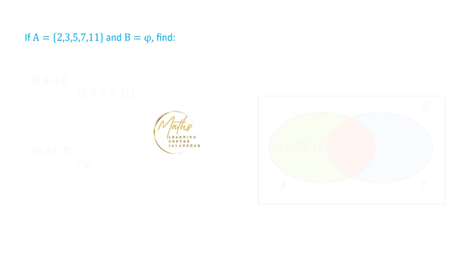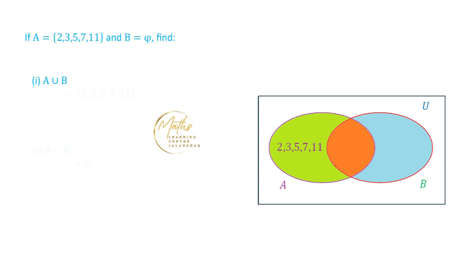Next, the set A is given with elements 2, 3, 5, 7, 11, and B is the empty set. First we have to calculate the value of A union B. We can represent this situation in this form, the Venn diagram. A union B means all the elements of A as well as the elements of B. The set B is empty, so the answer is the set A itself.